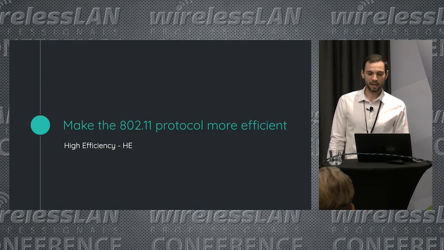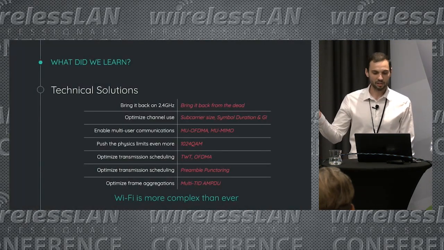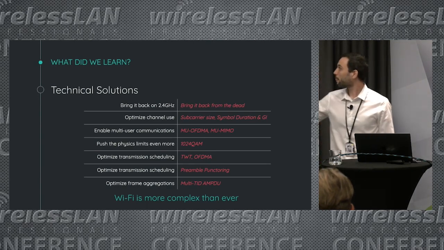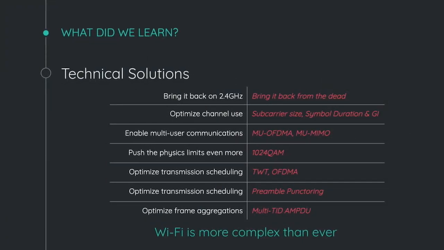And the solution was to make the 802.11 protocol more efficient, okay? Hence the HE name. How did they do that? Technical solutions. Here you see we put a whole bunch of technical solutions with the acronyms next to it. We don't have time to go deep into all of this, but if you go back to the resources we talked about, you can find more information. If you just read the draft, it's all there. But this is not everything. This is just some of the big technologies from the draft.